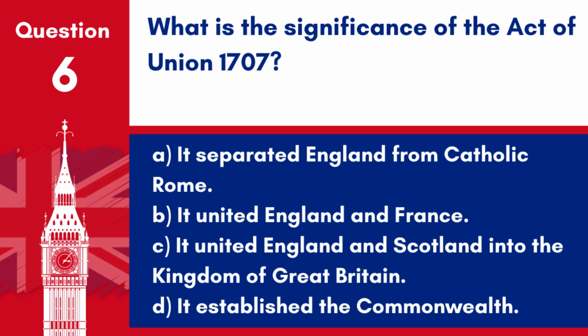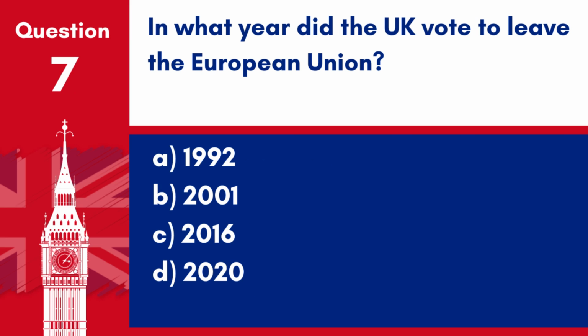Question 6. What is the significance of the Act of Union 1707? A. It separated England from Catholic Rome. B. It united England and France. C. It united England and Scotland into the Kingdom of Great Britain. D. It established the Commonwealth. Answer: C. It united England and Scotland into the Kingdom of Great Britain. The Act of Union 1707 was a pivotal moment in British history, merging the two separate states and parliaments into one single kingdom.